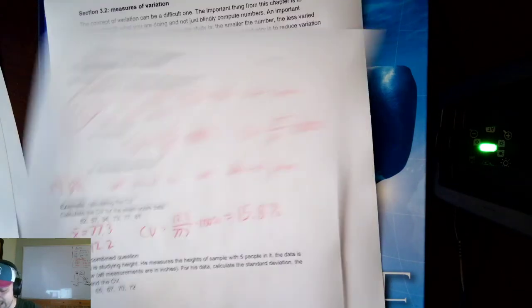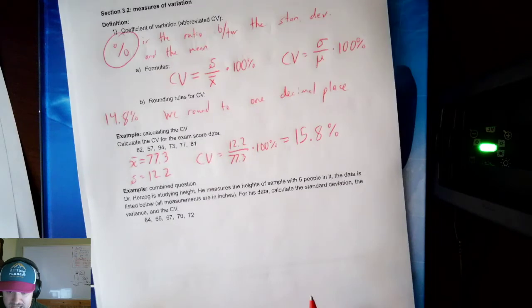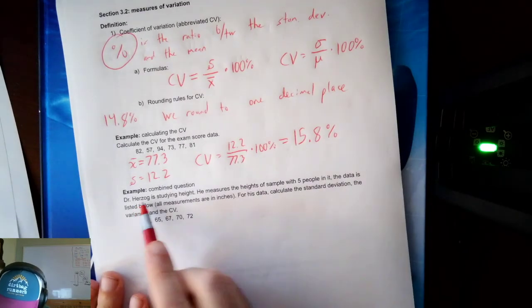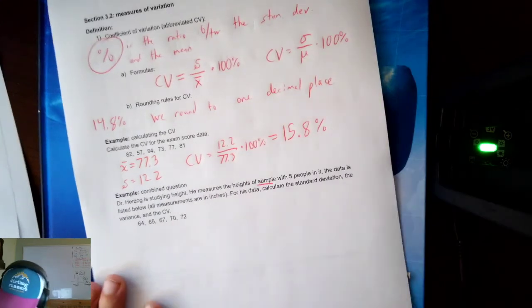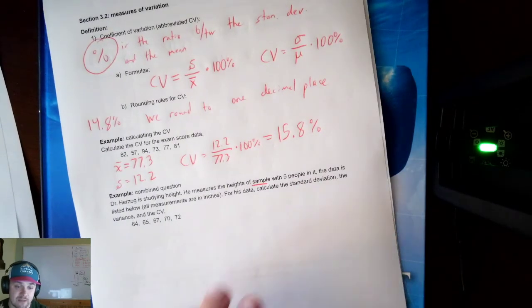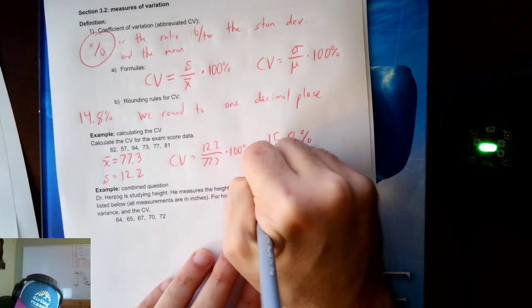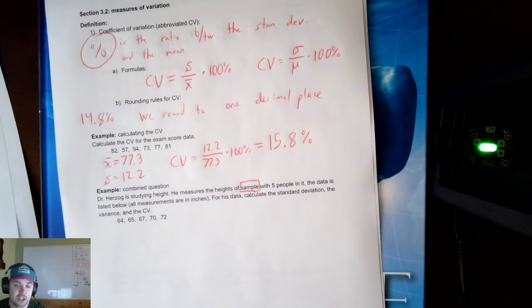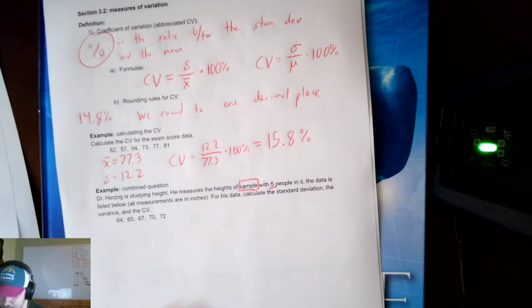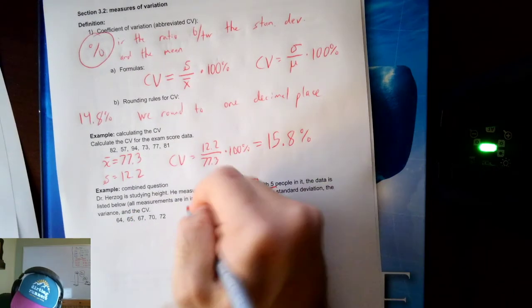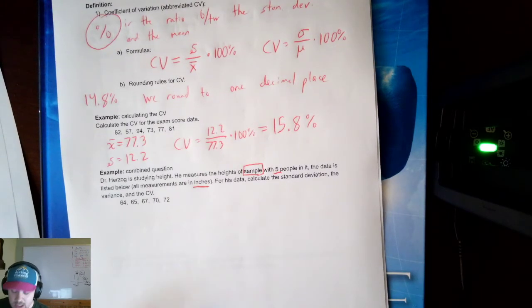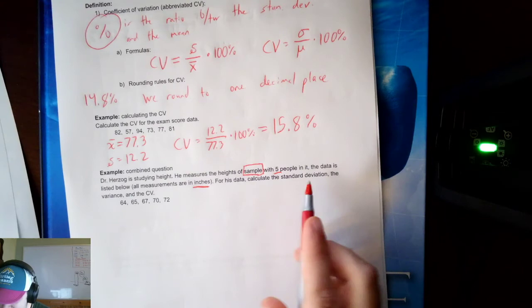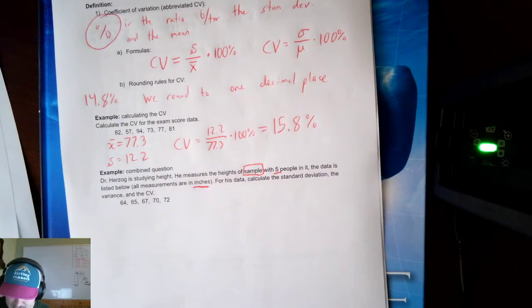So let's look at our last example for the day. We have Dr. Herzog is studying height. He measures the heights of a sample. Boom, right there, sample. I immediately know everything is a sample. I want to make sure I know it's a sample. Always good to identify sample or population as soon as you can. 5 people in it. The data is listed below. All measurements in inches. I have units, inches. For his data, calculate the standard deviation, the variance, and the CV.